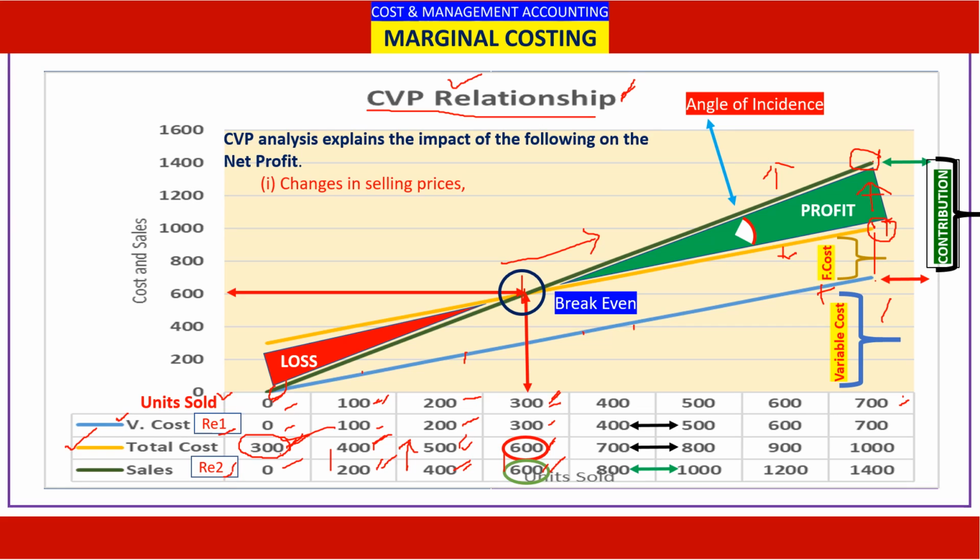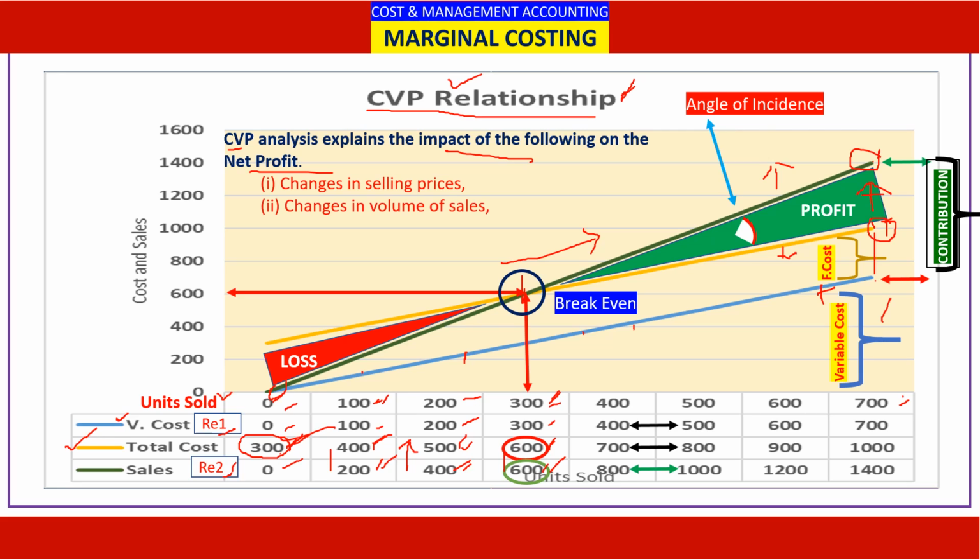And as we saw, cost volume profit relationship, which focuses more after the break-even point, it talks of impact on net profit. The profit gets affected when there is a change in selling price. So if the price goes up, it is relaxed, it widens. If the selling price comes down, it is squeezed. Therefore, it affects the selling price.